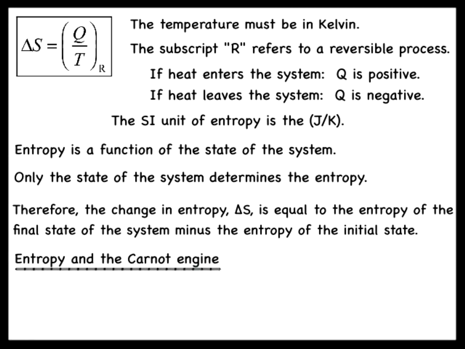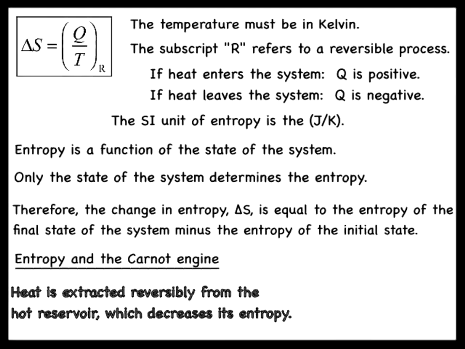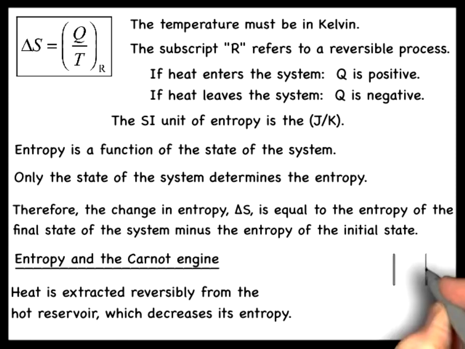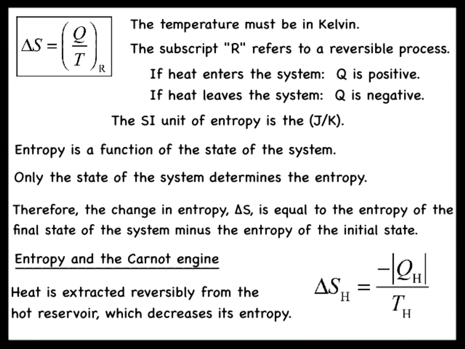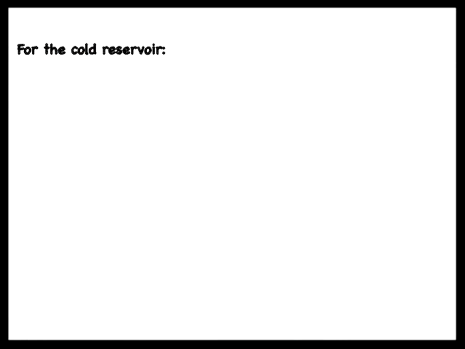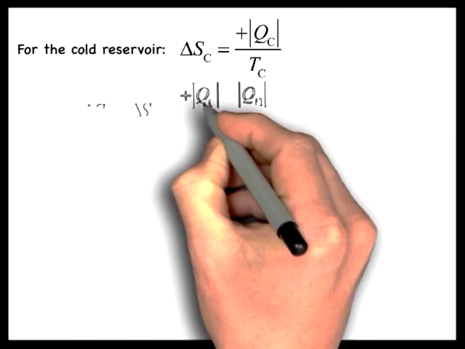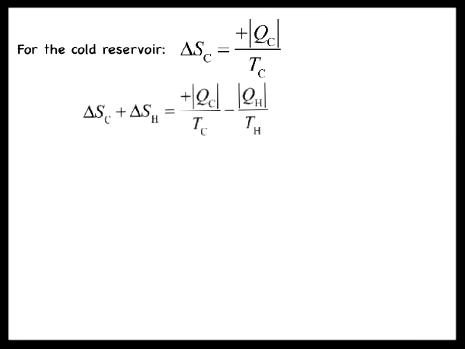As the engine operates, heat is extracted reversibly from the hot reservoir, which decreases its entropy. This corresponding change in entropy is given by the following, where the minus sign is needed to indicate a decrease in entropy. In contrast, the entropy of the cold reservoir increases by the following amount for the rejected heat that reversibly enters the cold reservoir at a constant temperature Tc. The total change in entropy is then given by the sum of these two changes. And since Qc over Tc is equal to Qh over Th by equation 15.4, the total entropy change is equal to 0.